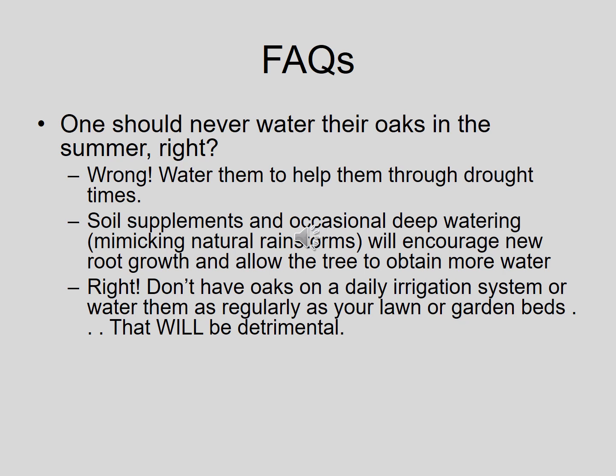and occasional deep watering, as I said, would encourage new root growth and allow the tree to obtain more water and remain somewhat strong. In a prolonged drought, months and months, these native trees and plants aren't thriving, they're tolerating and surviving through the drought. So intentional and careful periodic watering can work, just not a lot and not really often.